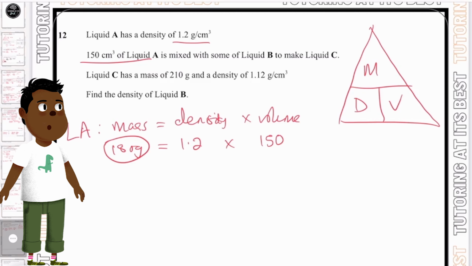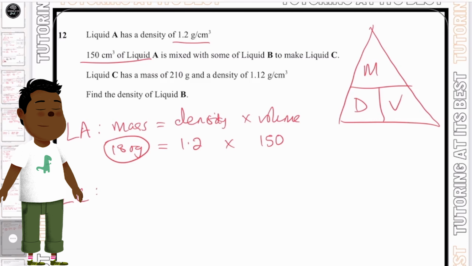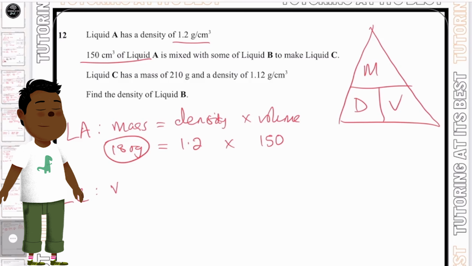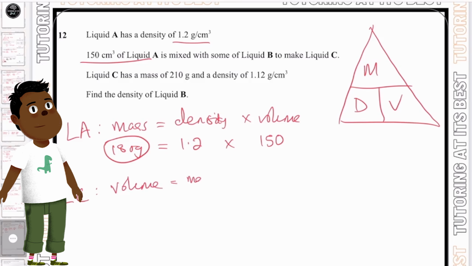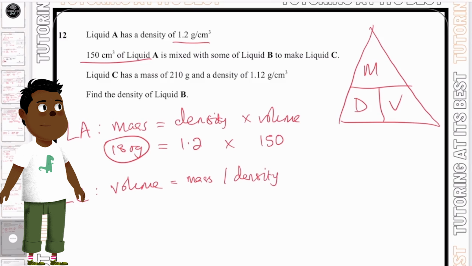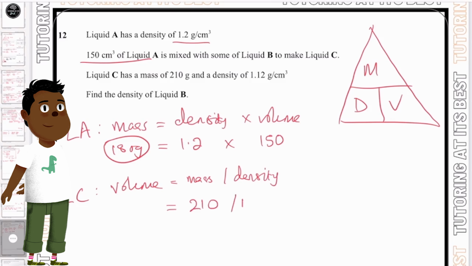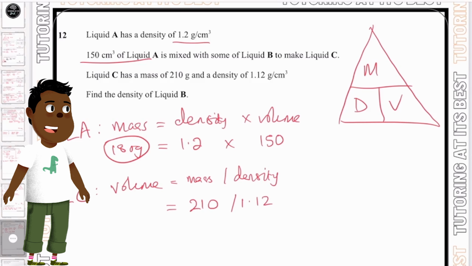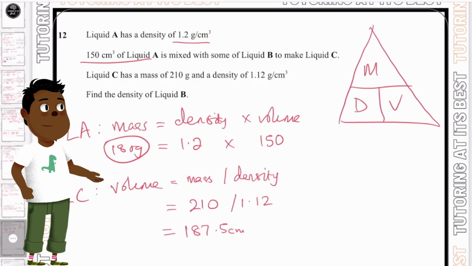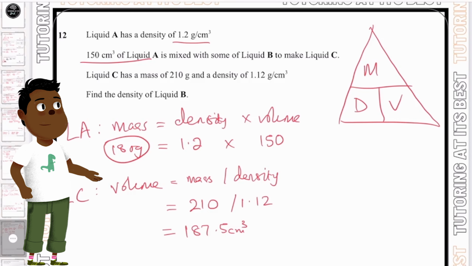We then have more information about liquid C. So we know that liquid C's volume is what we need to calculate. And so we have our volume, which equals mass divided by density. So that means our mass is going to be 210 and our density is going to be 1.12. So if we divide that together, we'll then have 187.5 centimetres cubed. And that is our volume.